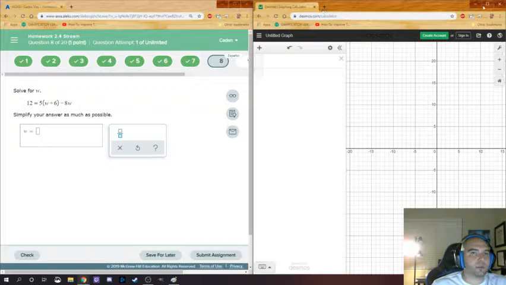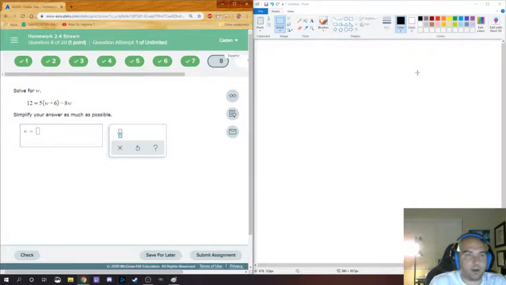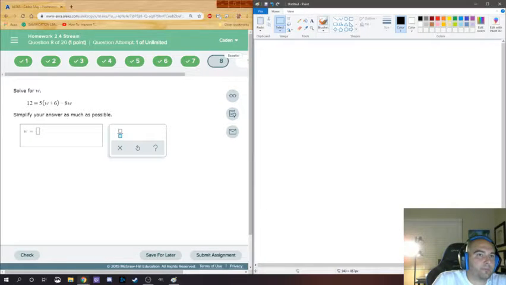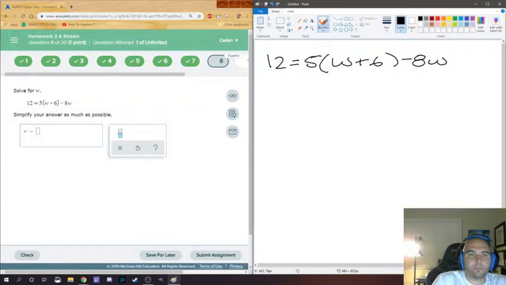All right, this one's a little bit different, so I'm going to go back to doing it the legitimate way here and show you a couple of these. This one's slightly different from the ones we saw a moment ago because it has parentheses to deal with. The way you want to do it is first distribute into the parentheses, if there are any. So 5 times w gives me 5w, and 5 times 6 gives me 30, minus 8w.